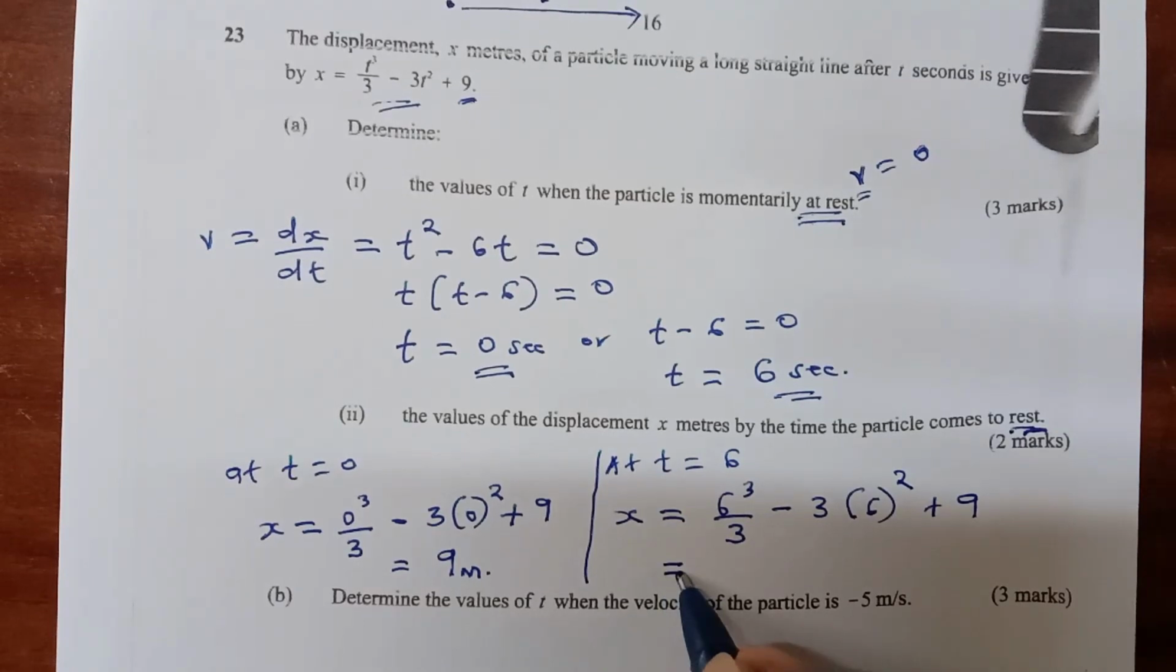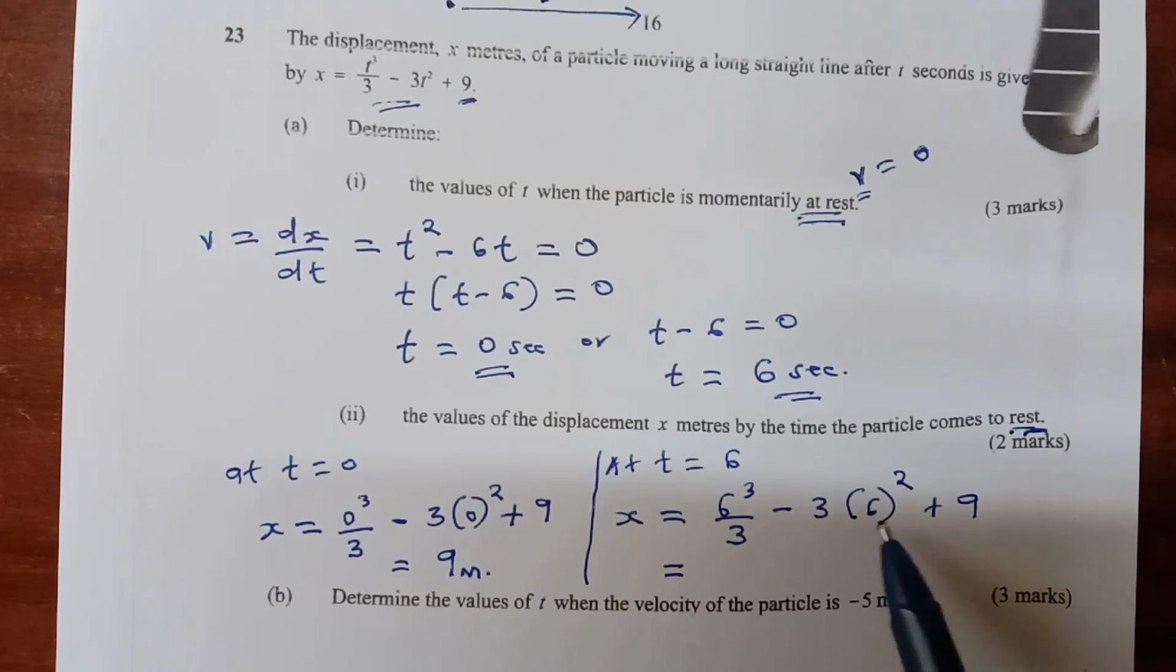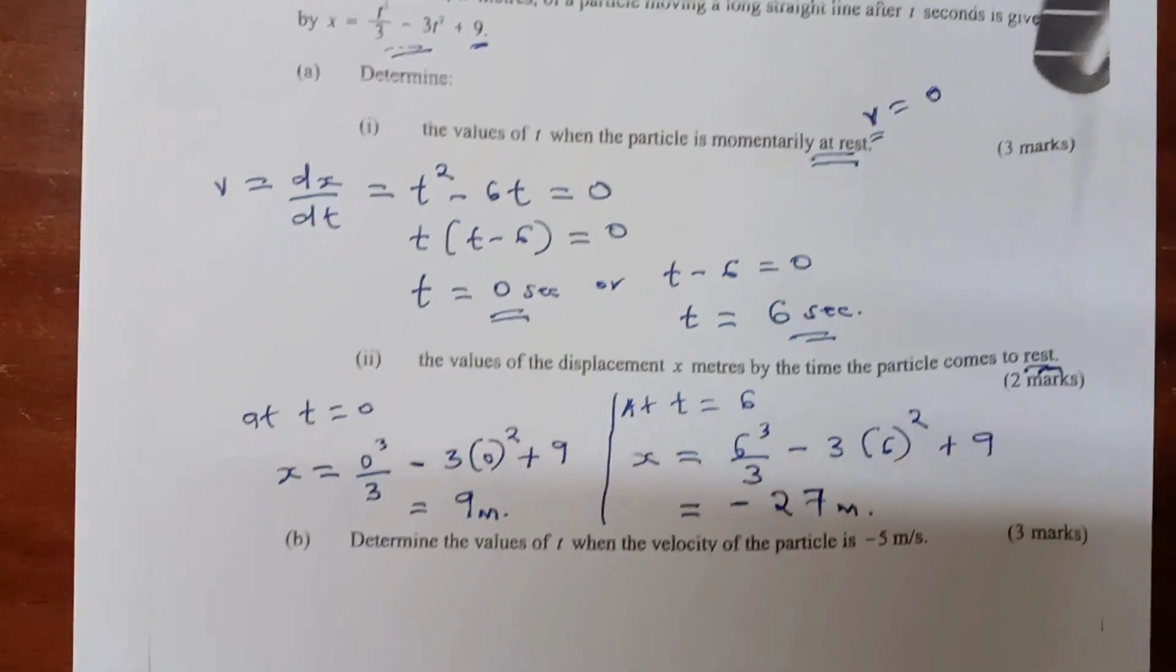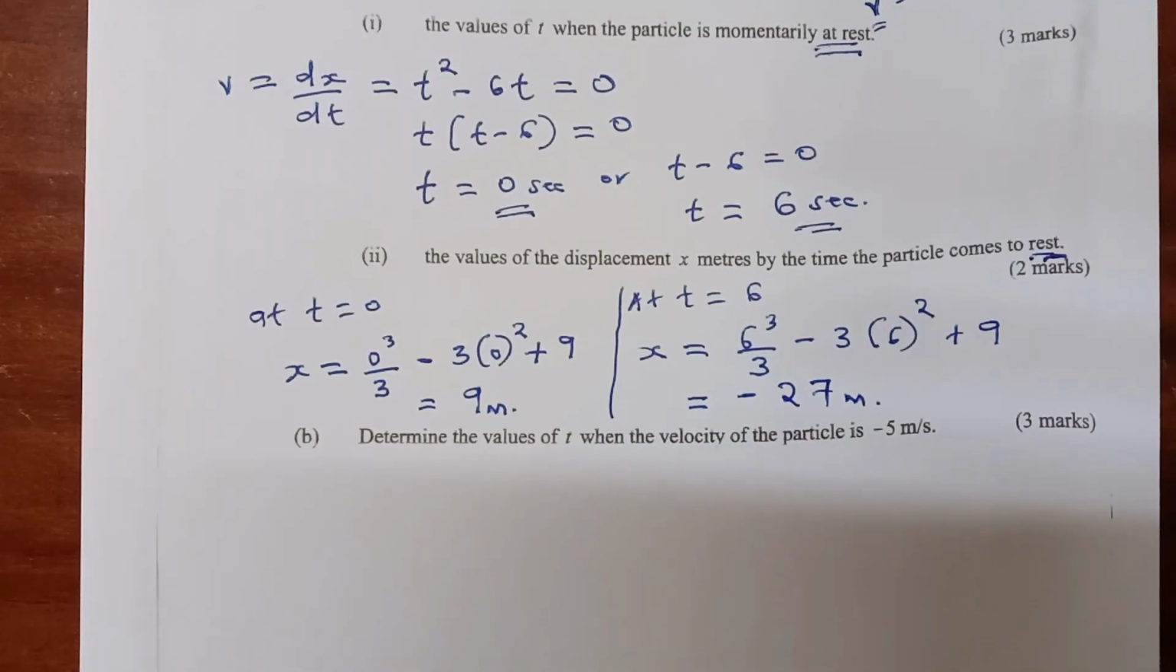All this you can put in your calculator. If you take 6, you cube it, then you divide it by 3, then you subtract 3 times 36, then you add 9 to it, you end up with negative 27 meters. That is the value of the displacement when the particle comes to rest.